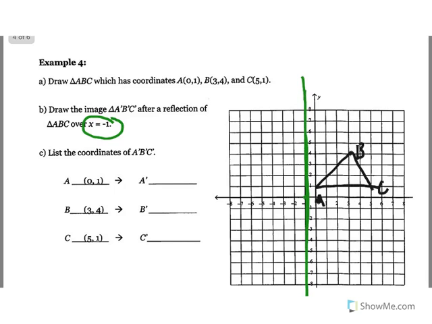So you're going to use this green line as your line of reflection, and you're going to count the same amount of spaces away on the opposite side of the green line. So if you look at the coordinate A, it is 1 space away. So you're going to find the same position on the opposite side of the green line and plot A prime. So A prime would be at (-2, 1).